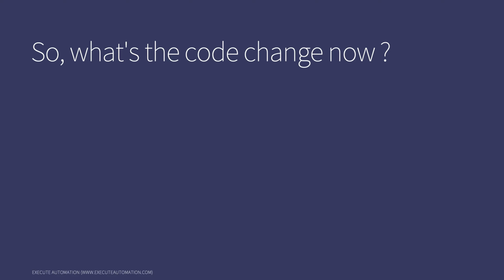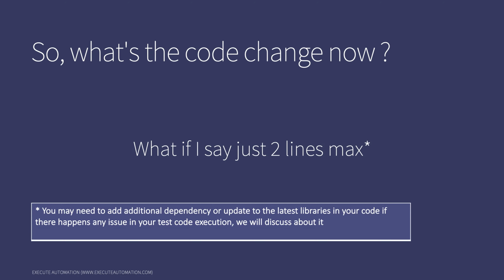So what's the code change now once this OpenSDK is available for us? Well, what if I say just 2 lines of code maximum? I mean, that's the only thing that you need to be doing with your existing code, and you will see that your whole code is going to work. I have put an asterisk there. Maybe you need to add an additional dependency or update the latest libraries in your code if any issue happens in your test code execution, which we'll probably be discussing, and I will show you what I really mean about it. But yes, this is the only code change that you'll be doing.